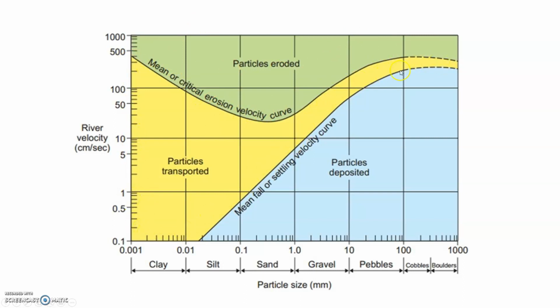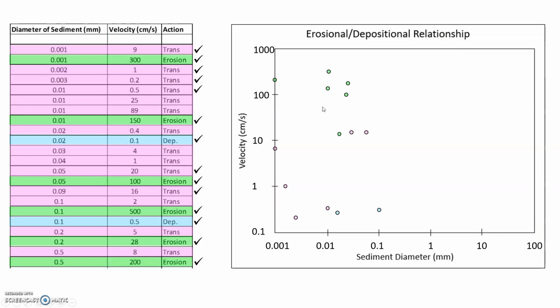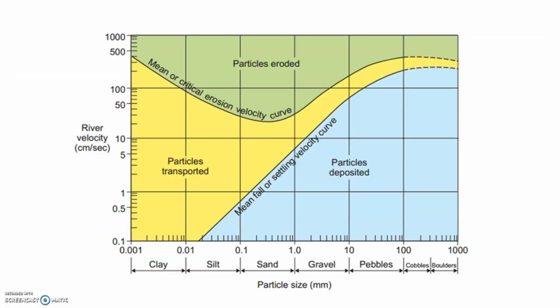And so if you do your graph right, it should look a little bit like this. It shouldn't look exactly like this, because our data is a little bit different than what you're going to get. It should look a little bit like this. And the whole point of this graph is you should be able to tell me, for a certain sediment size and for a certain velocity, what is the particle going to do?